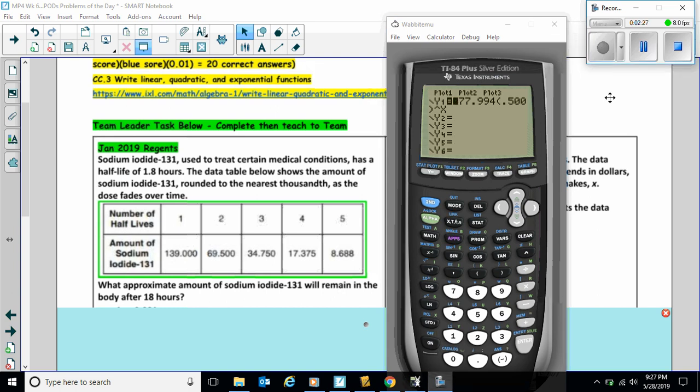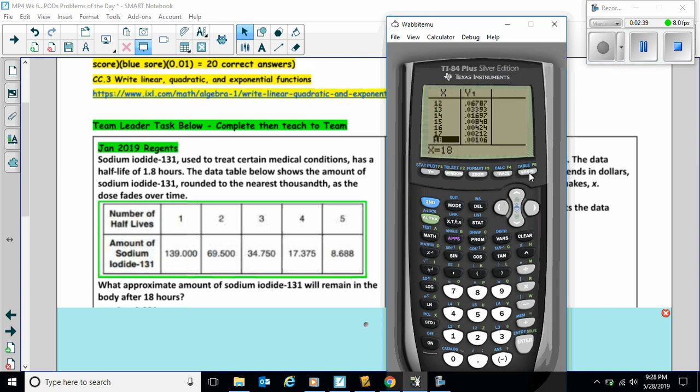Okay, welcome back. Hopefully you've gotten this put in your calculator without a problem. The next thing you're going to do is hit second graph on your calculator. And we're going to notice, after 18 hours, when x is 18, what's the value of y? Well, here the value of y is 0.00106. Now we're supposed to round to the nearest thousandth.